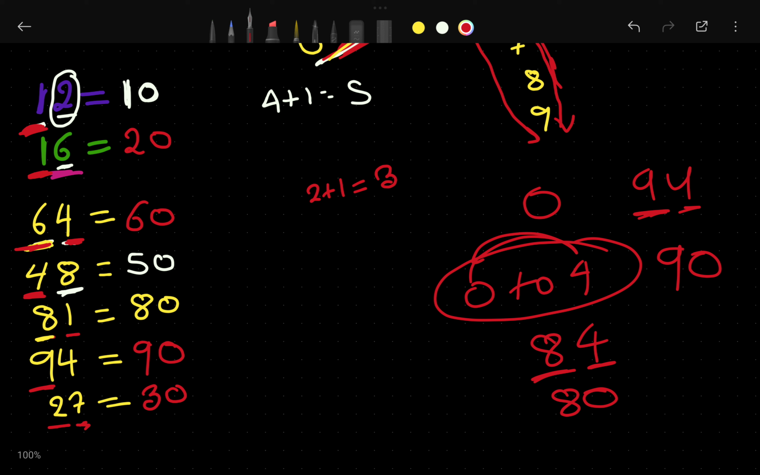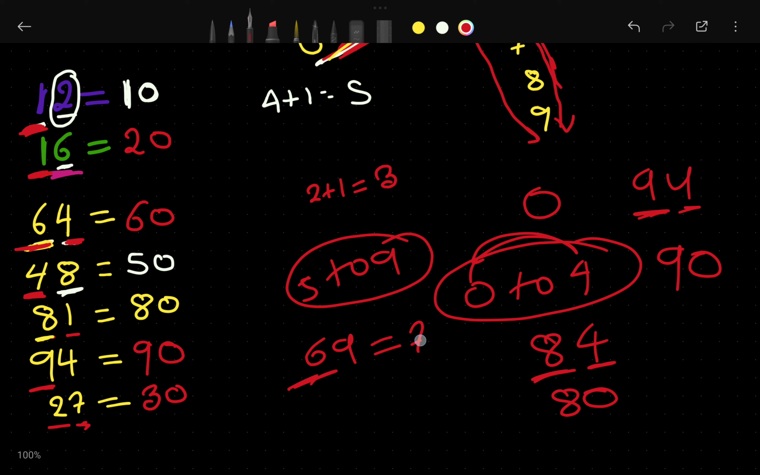Okay, and if it is from 5 to 9, any number between 5 and 9, like this 69, then you have to add 1 to the tens digit, and it is going to be 7, and whatever number is there becomes 0. Let's suppose this is 85, then we take the plus 1, because this is from 5 to 9, so 8 plus 1 is 9, then after it is 0.